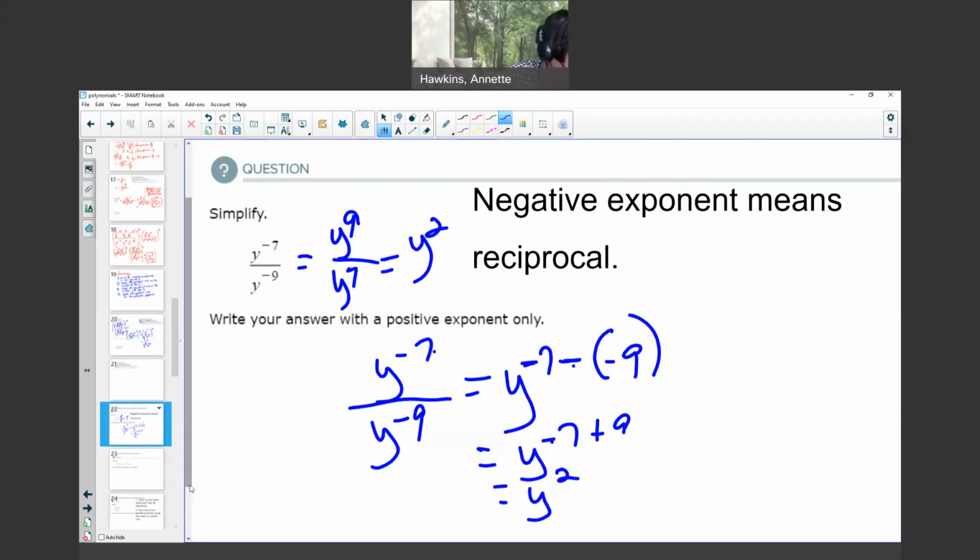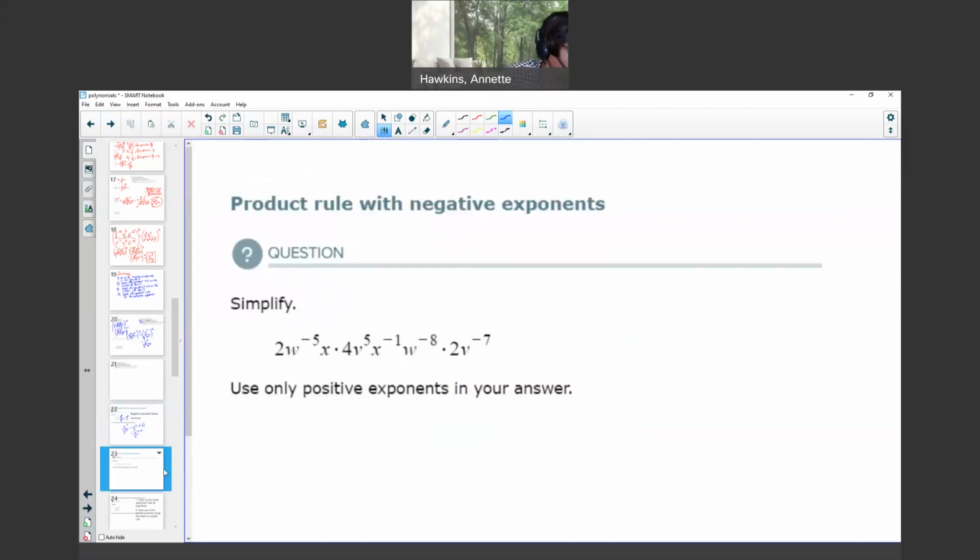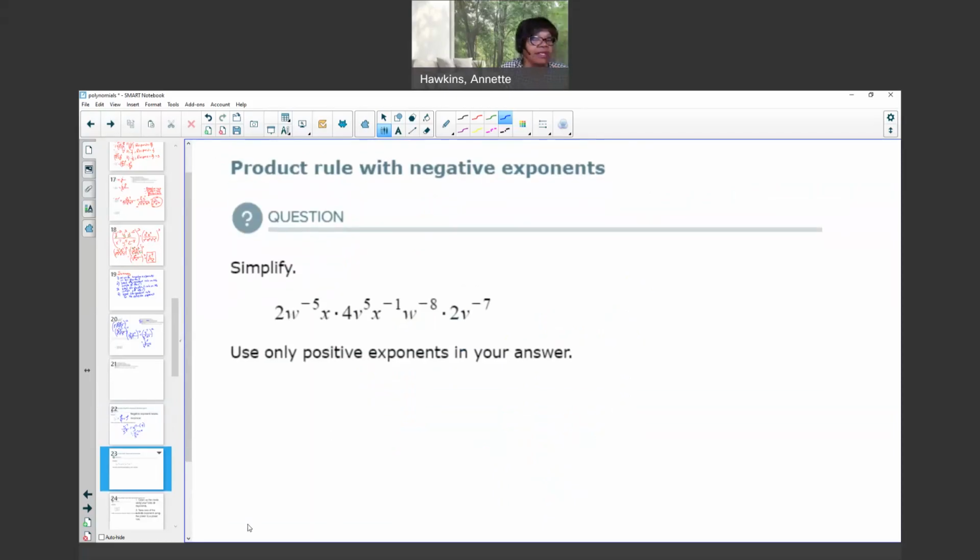This or this? All right, let's take a look at this problem. Now, all of this is multiplying, okay?